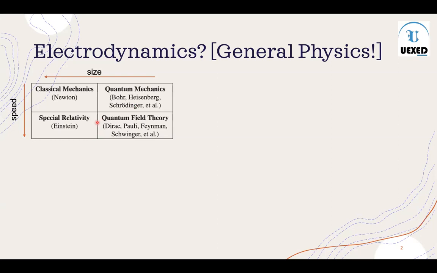Now you may ask why this block is here. If you see from this diagram, this block refers to a small size because it lies in this coordinate, and it also lies with a high speed. Once you have a high speed as well as a small size, there are theories we need to explain phenomena at the microscopic level as well as at high speed. So you can say quantum field theory is a marriage of quantum mechanics and special relativity.